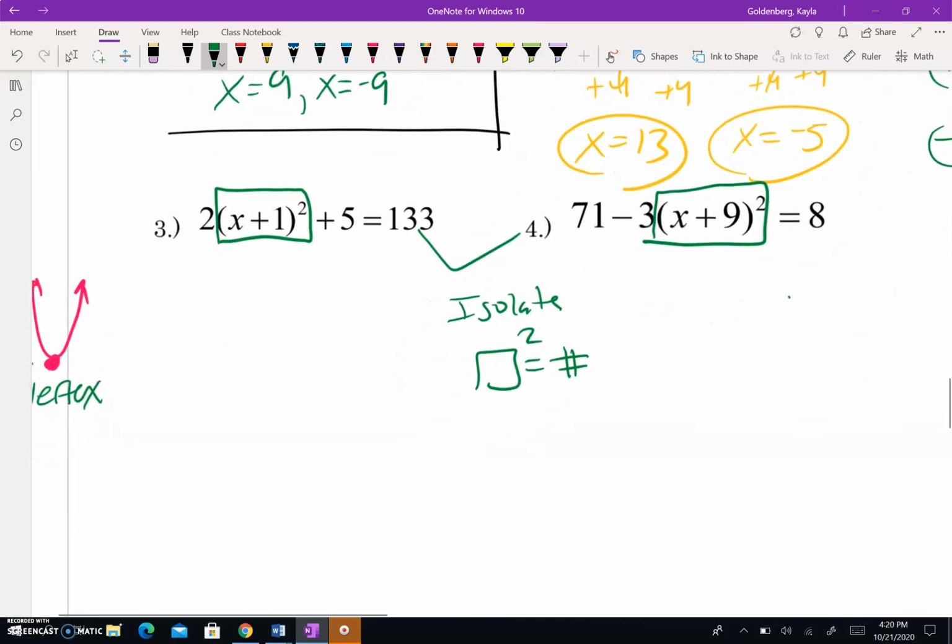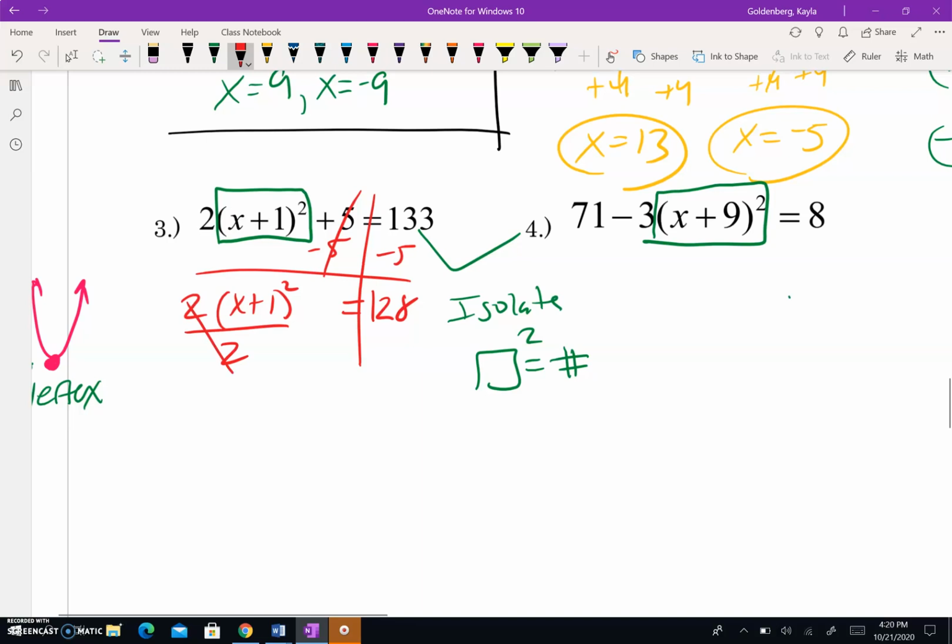So let's think through number 3, and then I'll have you try number 4 on your own. We want to think about how to isolate that whole thing in the box. First thing I have to undo is adding and subtracting, so I'm going to minus 5 on both sides. 2 times x plus 1 squared is equal to 128. And then I want to divide by 2. Think about it like if it were just 2x plus 5 instead of that whole big mess: you would first do the minus 5, then divide by 2.